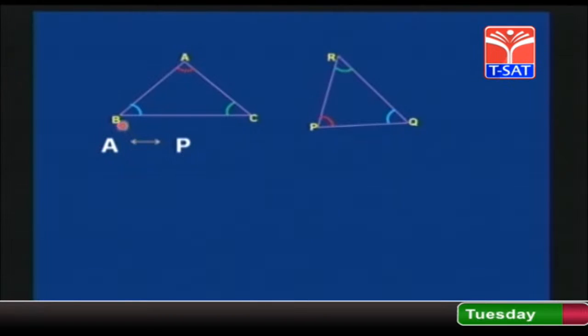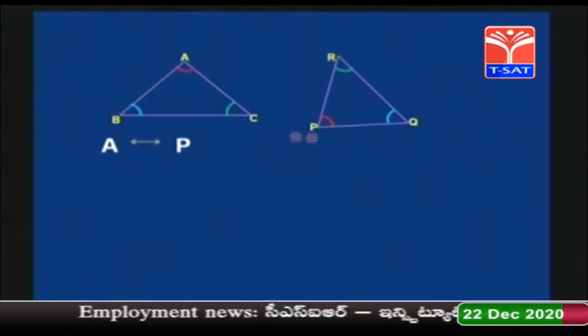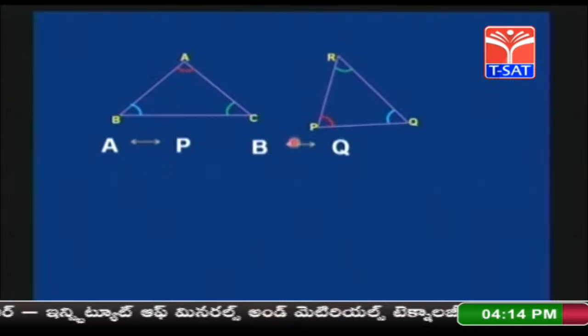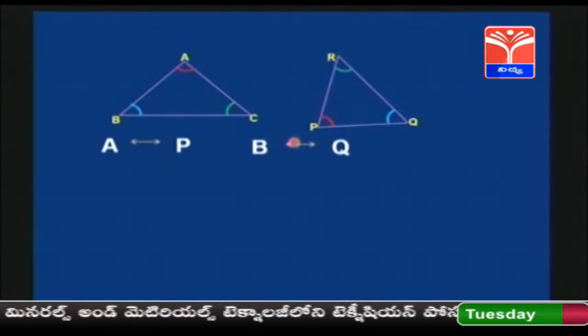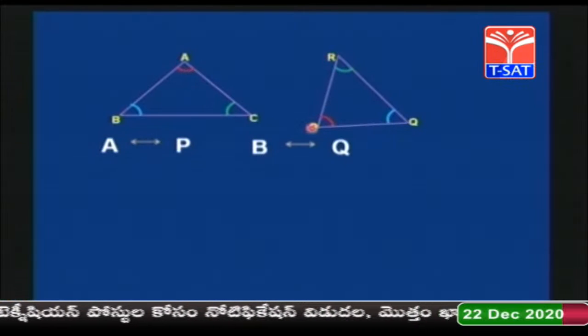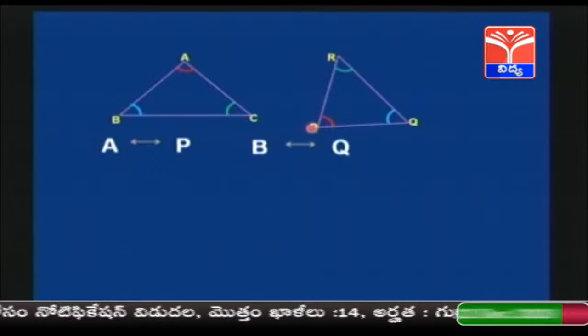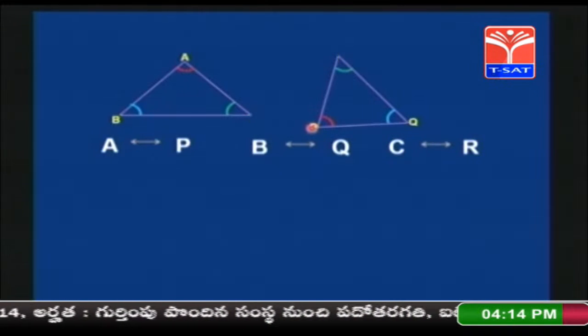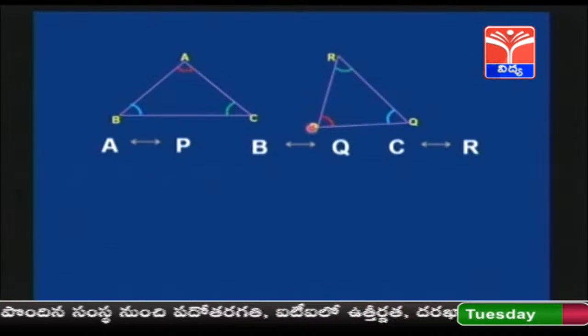In the same way, the vertex B is covered by vertex Q, so here also there is a one-to-one correspondence between B and Q and we denote it like this, B corresponds to Q. Similarly, the vertex C is covered by vertex R, so there is a one-to-one correspondence between the vertices C and R and we denote it like this. So this is the first observation. Now observe the second point.